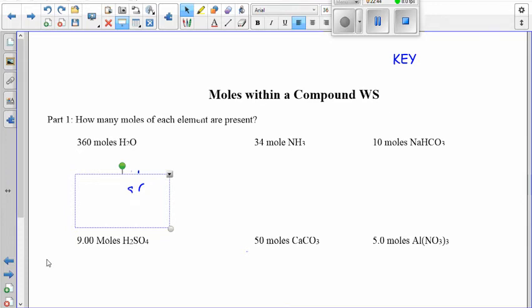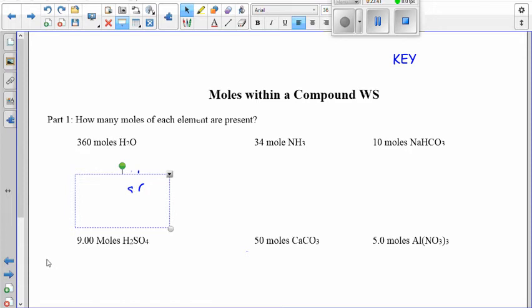Find this page of your packet. Mole conversions. It says mole conversions at the top. It's probably like the 6th or 7th page in there. It says mole conversions at the top, but then we are looking at the section that says moles within a compound. So we're looking at the bottom half of that page where it says moles within a compound. Does that make sense?